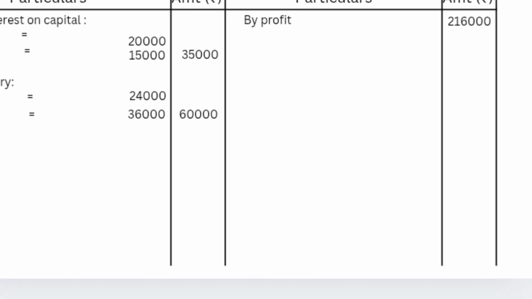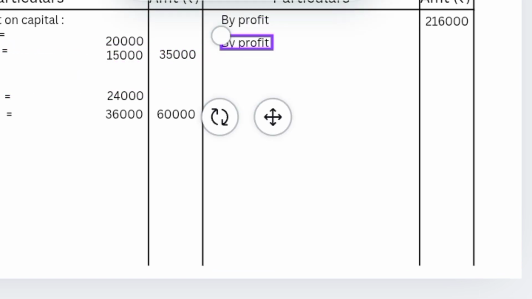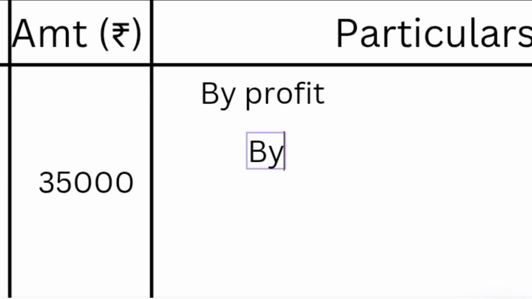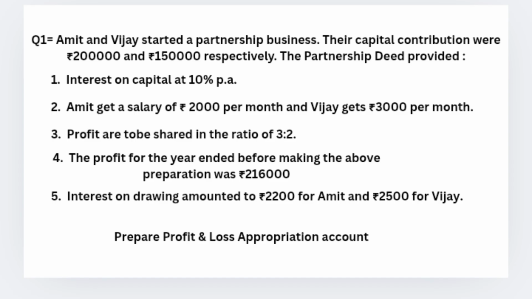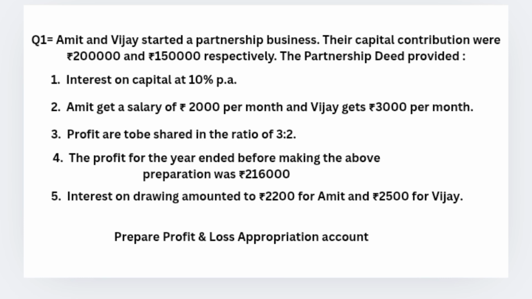And the last is the drawings. This question is the basic one, so it will be very easy. The interest on drawings for Amit is 2,200 and for Vijay is 2,500. They didn't mention any month, so we'll assume this to be annual because they didn't mention any month or year. So if you add 2,200 and 2,500, we'll get 4,700.